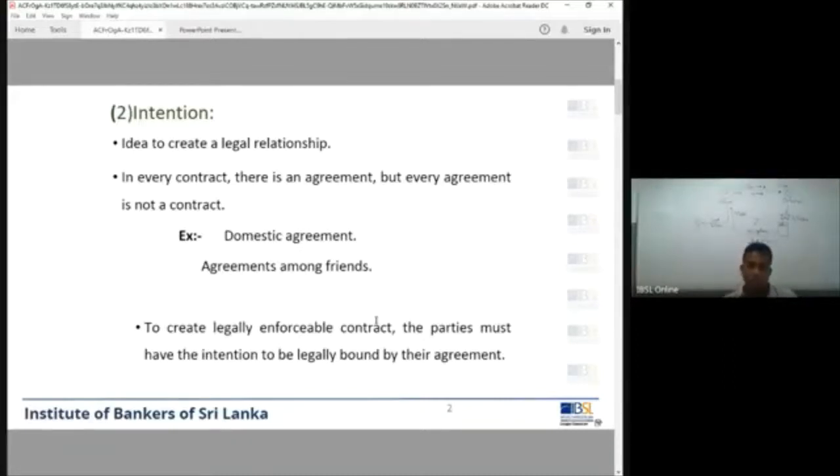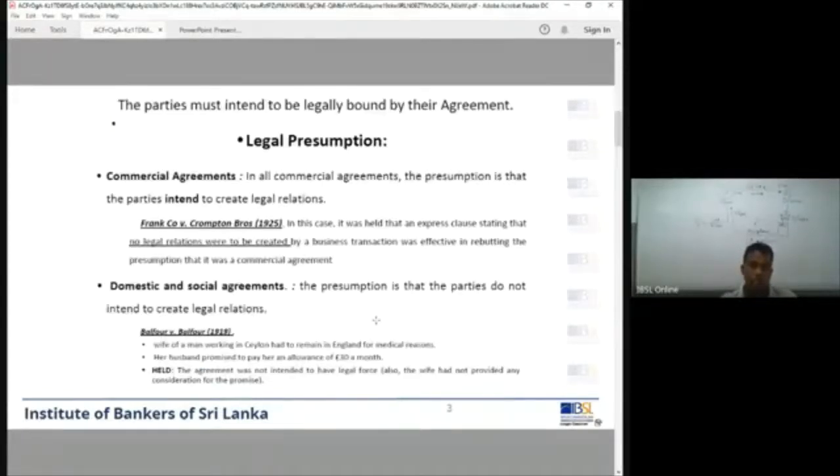When a person is making an offer, when the other party has accepted the offer, you have to see whether both parties, that is the offeror and the offeree, had the intention to create a legally enforceable contract. So that test that you have to apply and see the intention of the parties. Then the parties must intend to be legally bound by their agreement.